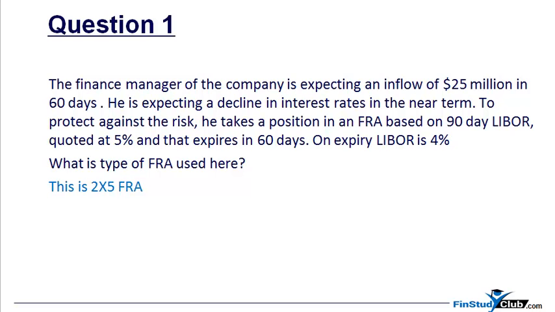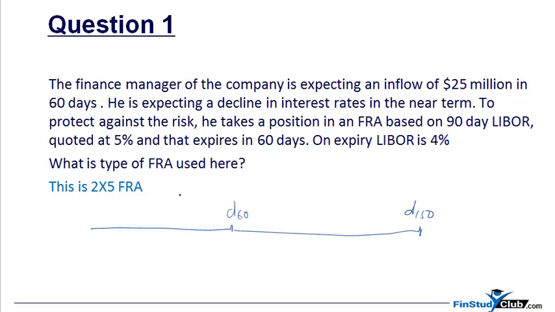Alright, so this is quite an easy answer to an easy question. So let's look at the second question, which is what type of an FRA is being used here. Well, it's a 2x5 FRA. Now why do I say it's a 2x5 FRA? Well, this is an FRA where the underlying loan kicks in 60 days from now. So the FRA expires on day 60. That's what the question says, and the underlying of the FRA is a 90-day loan, a 90-day LIBOR.